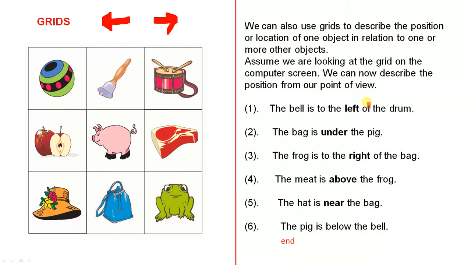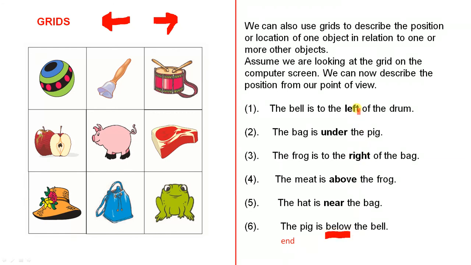Number 1. The bell is to the left of the drum. So have a look at that and make sure you agree with it. The bag is under the pig. The frog is to the right of the bag. The meat is above the frog. The hat is near the bag. The pig is below the bell. And that's the position word there, below.